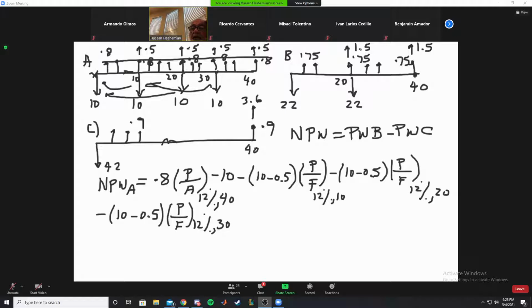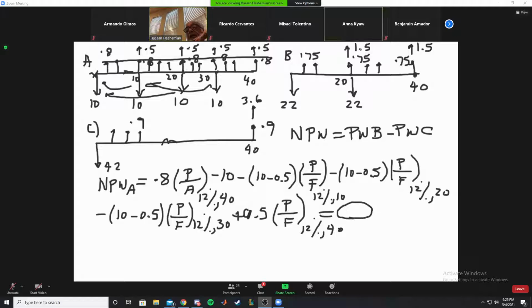And then the last one, we don't have a 10 million, but we have a $500,000. So that will be plus 0.5 times P over F at 12% and 40 years, equal to. So you have to go to the table and find what the P over A is for 12%, 40 years, what P over F is for each of those periods, put them there, add and multiply and find a number.